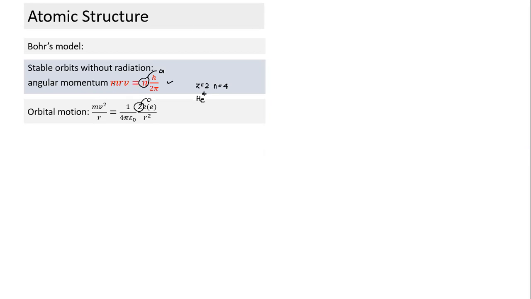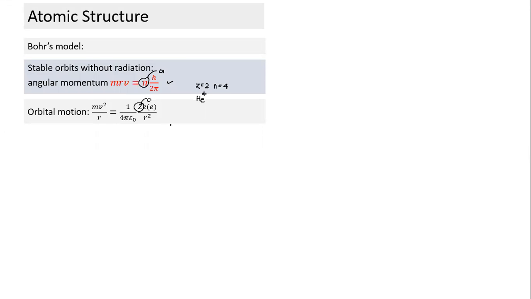So you understand from these two equations that when we substitute any particular atomic number and orbit number, I can find a unique value of radius and a unique value of velocity. If I substitute Z = 2, n = 4, then r will be the orbital radius of the electron in the fourth orbit of the helium ion, and v will give the velocity of that orbiting electron.